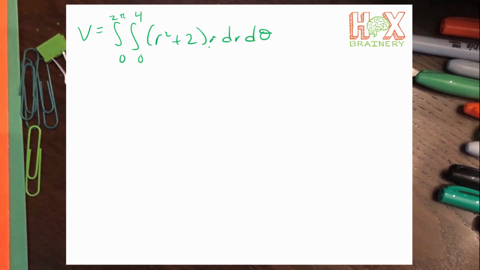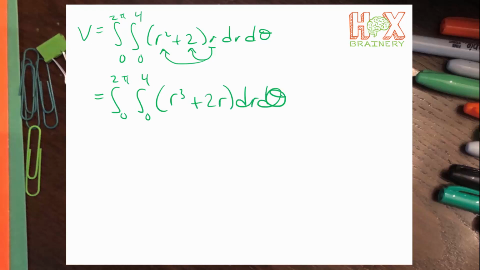Okay, so I'm going to take this r here and distribute it through. So we have r cubed plus 2r dr d theta. And I'm going to go ahead and integrate that with respect to r. So I'm going to get 1/4 r to the 4th plus r squared. And we're going from 0 to 4 d theta.